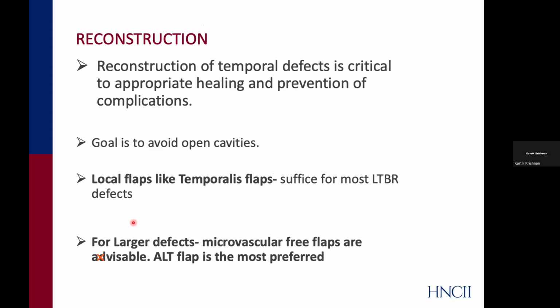The goal is to avoid any open cavities remaining behind. So we can make use of both local flaps and free flaps. Local flaps like the temporalis flap are suited for most LTBR defects. So for lateral temporal bone resection defects, you can do away with a temporalis flap. But for larger defects, a microvascular free flap is necessary, in which the anterolateral thigh flap is the most preferred because it gives good bulk and soft tissue for the reconstruction.